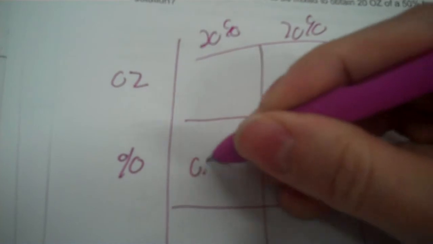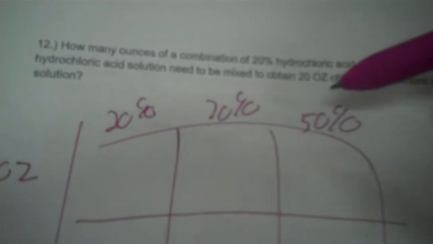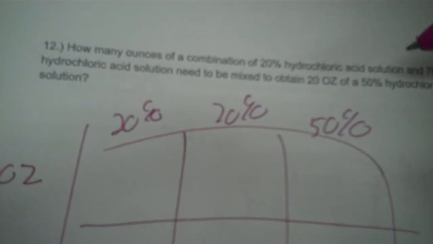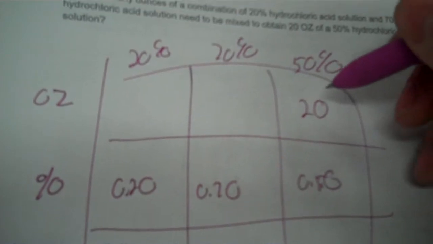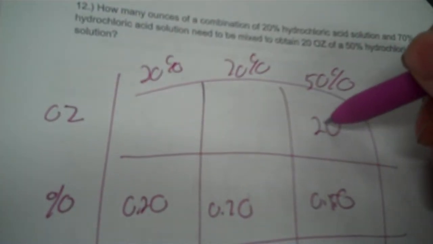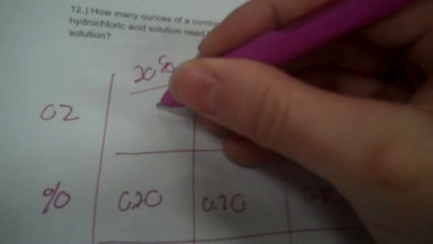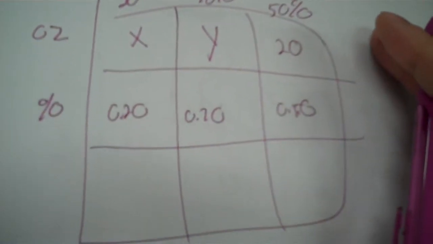So ounces. Fill in your percents. 0.20, 0.70, 0.50. Okay. Now find the only ounces you have in the problem. You get 20 ounces. That's with the 50%. Now we do not know what made 20 because we're mixing these together. You don't know what these are separately, so just like in that other earlier problem, you go X, Y.